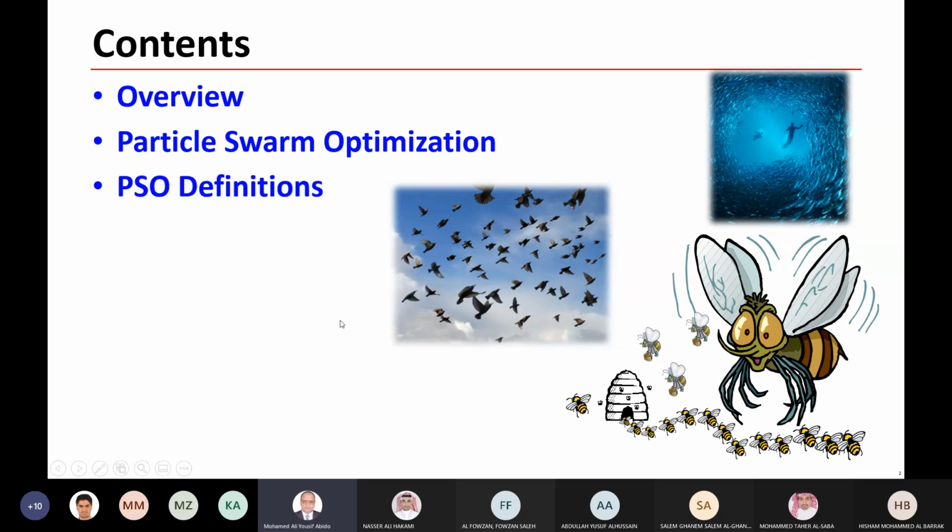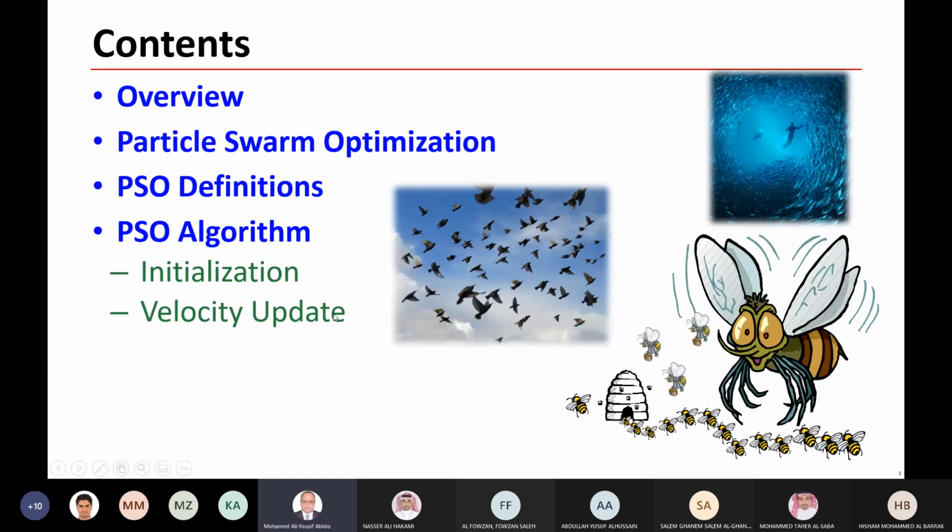So we will see the overview of particle swarm optimization. We will give you some definitions of the terms that we use here in particle swarm. And also we will see the algorithm in steps 1, 2, 3, 4. Initialization, which is similar to what we have in genetic algorithm, and velocity.